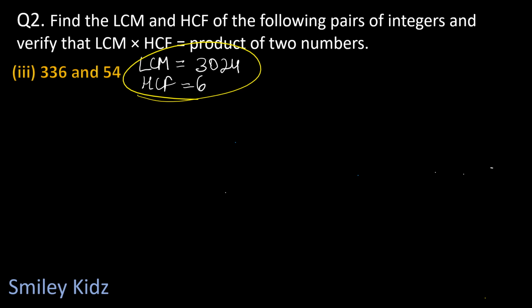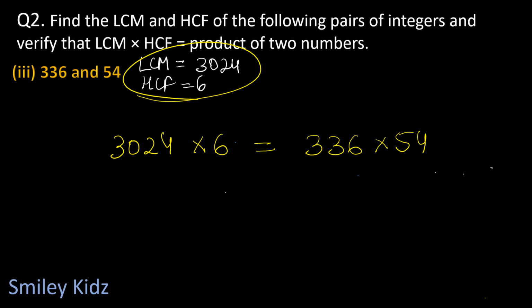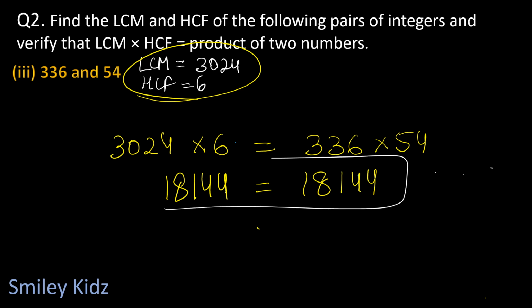Now let's verify the relation, right? So 3024 times 6 is equal to product of two numbers, which is 336 times 54. Let's verify them. Well, 18144, and again we have 18144. Well, again we have verified the relation that LCM times HCF is always equal to product of two numbers.